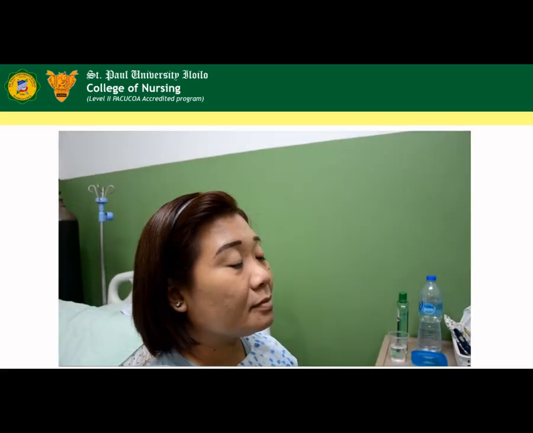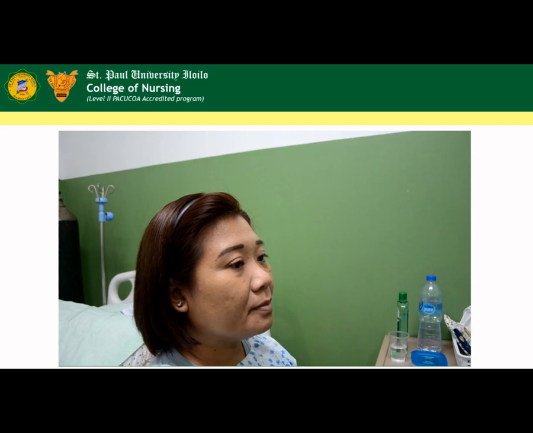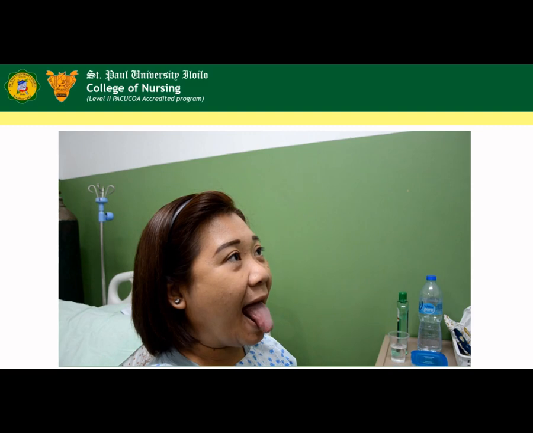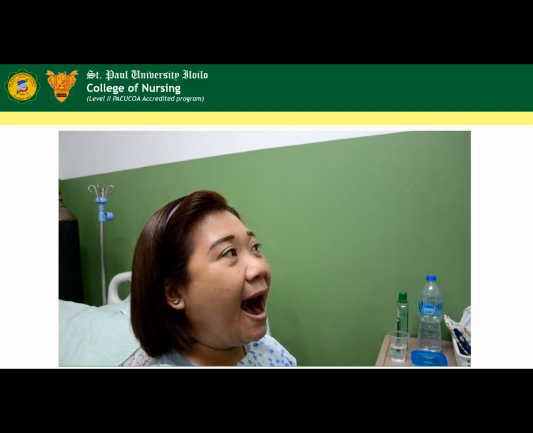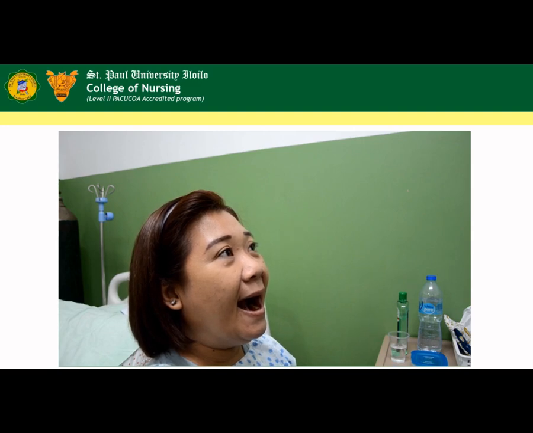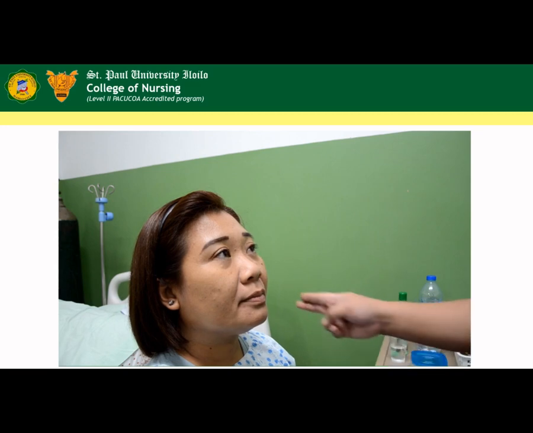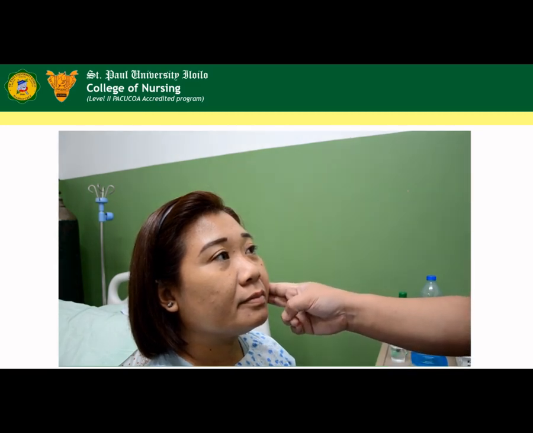Cranial nerve 12, hypoglossal. Ask the client to protrude the tongue at midline, then retract. Then move it side to side against the inside of the cheek with the tongue. Mylene, I want you to open your mouth, tongue out, okay? Retract your tongue slowly, and then move it side to side. Now, I want you to move your tongue side to side against my fingers.